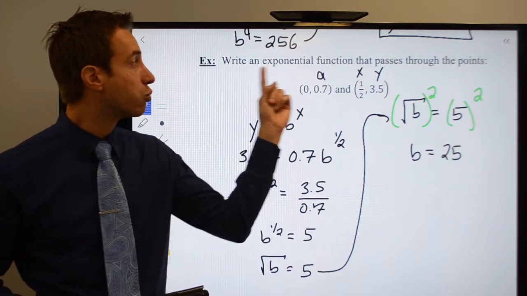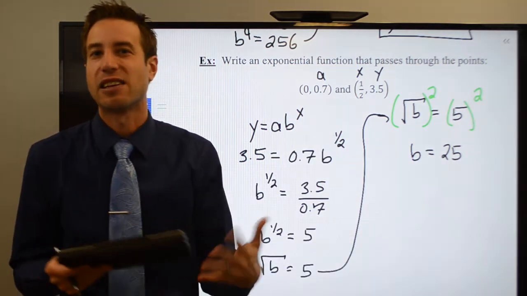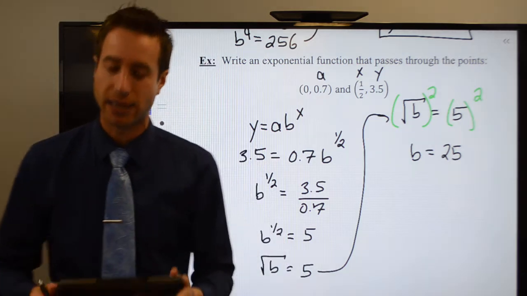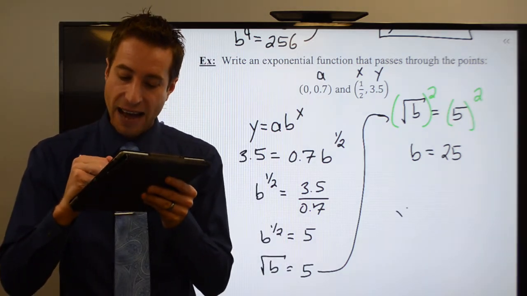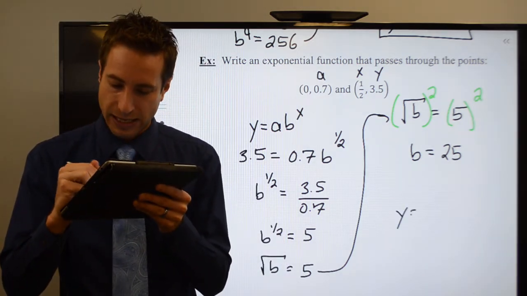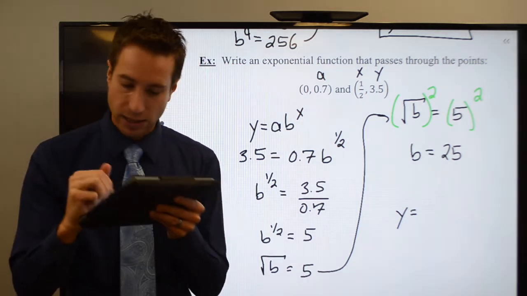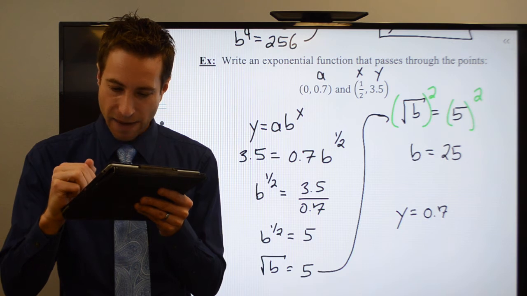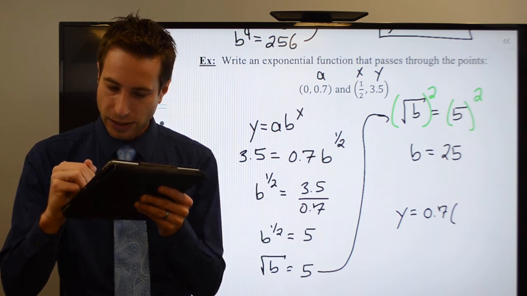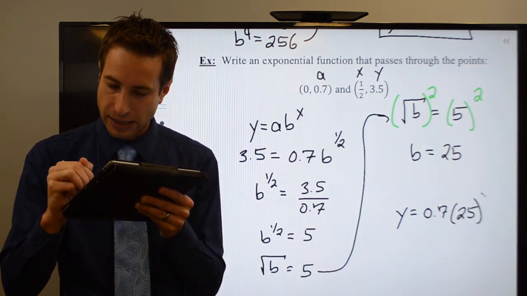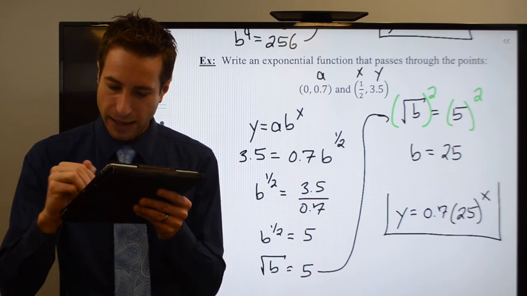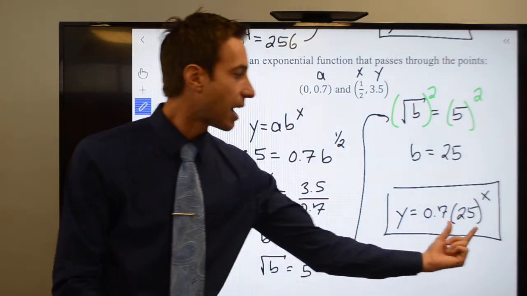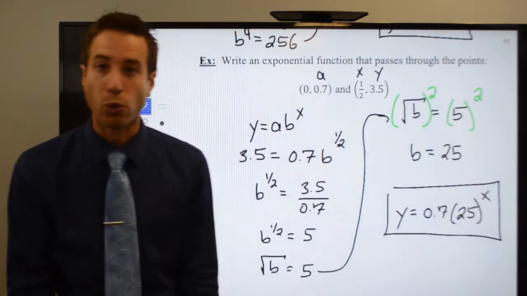But I asked you to write an exponential function. I didn't ask you to find b. You have to find b to write the exponential function, but you're not quite done yet. My function has to have an x and a y in it. So y is equal to, my a was 0.7, and then I'll have my b, which is 25, raised to the x power. And that is your exponential function. Y equals 0.7 times the base 25 raised to the x power.